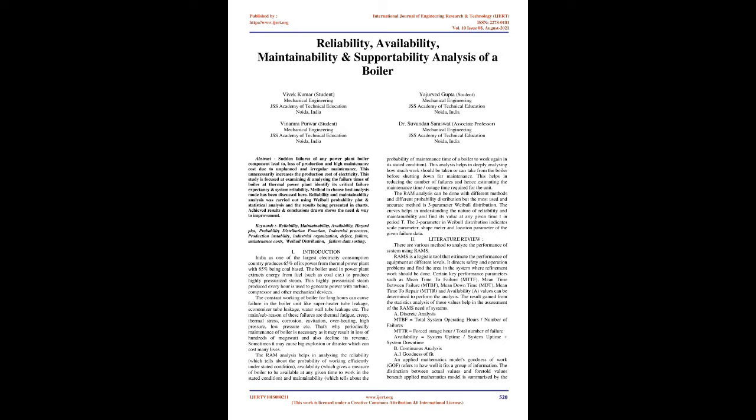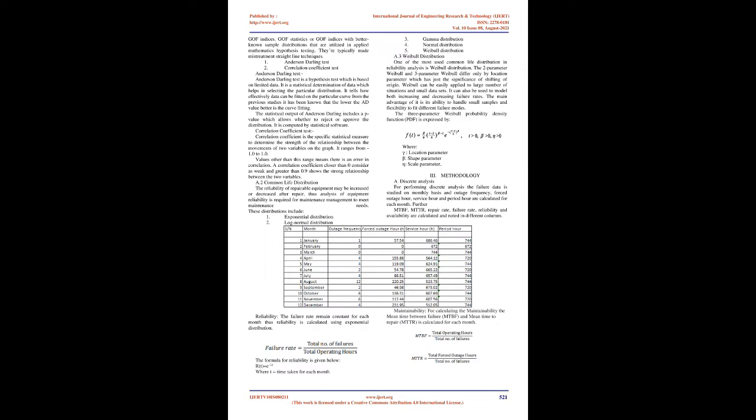The RAM analysis helps in analyzing reliability, which tells about the probability of working efficiently under stated conditions; availability, which gives a measure of the boiler being available at any given time to work in the stated condition; and maintainability, which tells about the probability of the maintenance time of a boiler to work again in its stated condition. This analysis helps in deeply analyzing how much work can be taken from the boiler before shutting down for maintenance. This helps in reducing the number of failures and hence estimating the maintenance time/outage time required for the unit.